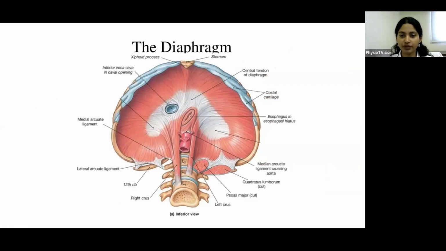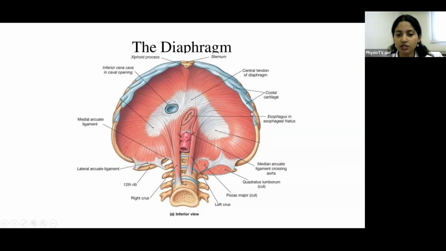This is just the inferior view of the diaphragm to better understand what we just studied. Okay, so this is your xiphisternum and this is your vertebral column. So your dorsal segments or the costal fibers arise from the xiphisternum or the xiphoid process, from the lower six costal cartilages, and the lower six ribs, both on the right side and the left side.